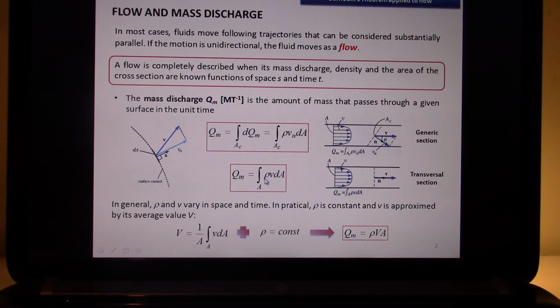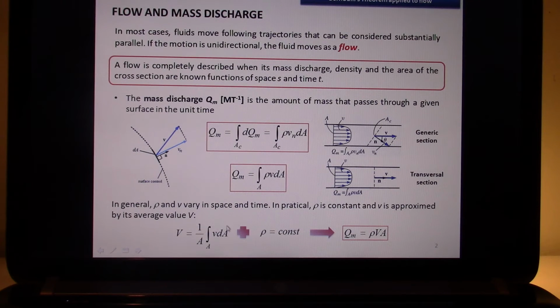Generally, the density and the velocity vary in space and time, but in practice, the density can be considered as a constant and the velocity as approximated by its average value V, capital V. And capital V, the average value, is defined as 1 over A times the integral over the cross-section of the velocity times the infinitesimal area.